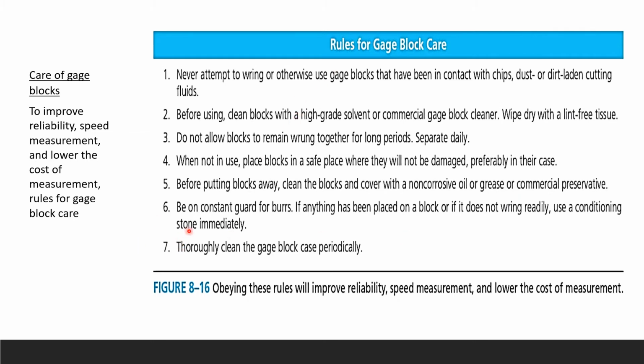So be on constant guard for burrs, nothing but scratches on the surface. If anything has been placed on a block, or if it does not ring readily, use a conditioning stone. I'm going to show you that stone later in the slide. You have to do that immediately, otherwise your calibration is going to go crazy. Also, thoroughly clean the gauge block case periodically. That's what we have to do to care for the gauge block.